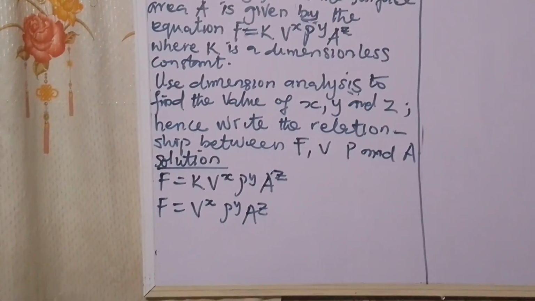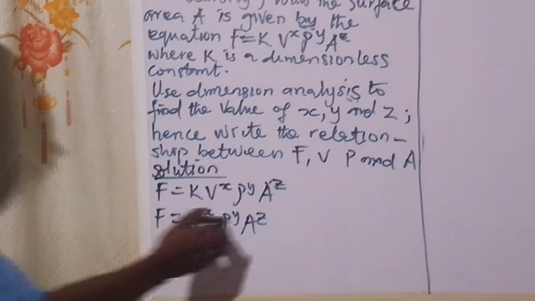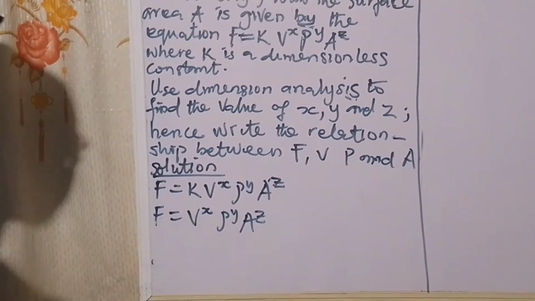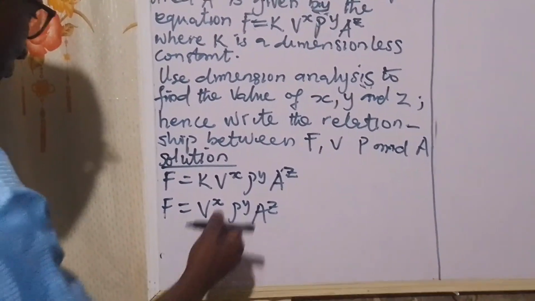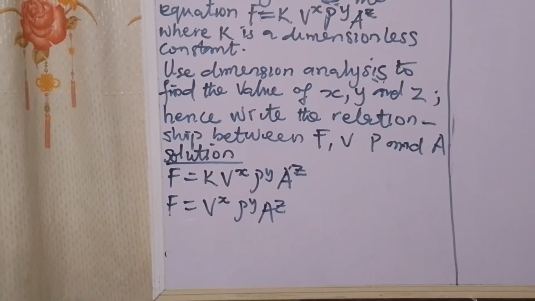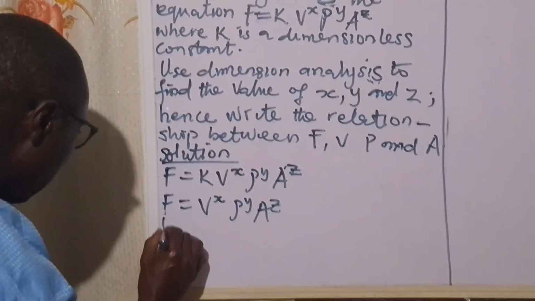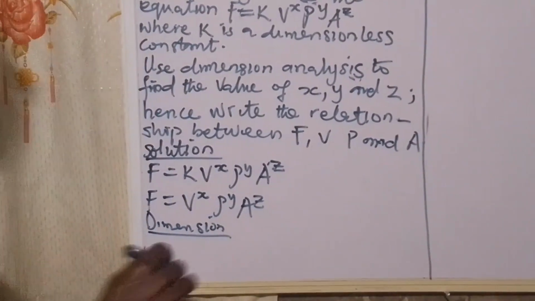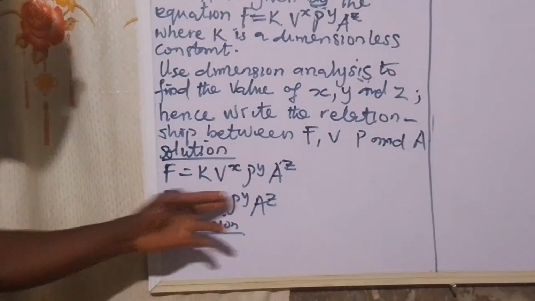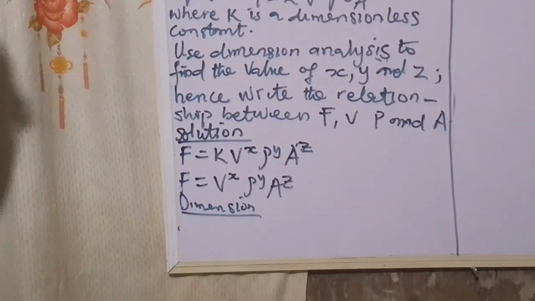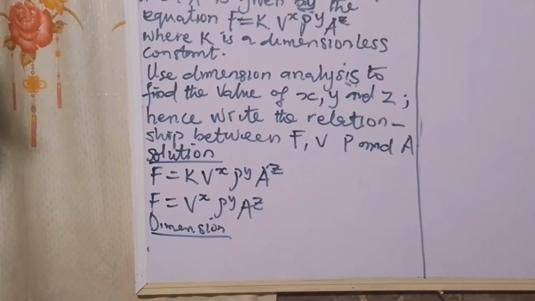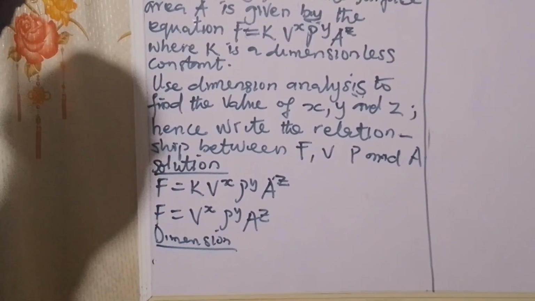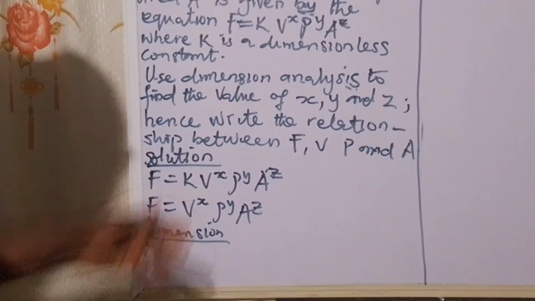Now, as usual, from this point, what will be the dimension of force, the dimension of velocity, and the dimension of density and area? As we know before, don't forget, as I told you, we did the dimension for each derived quantity in our former lesson. So if you want to know more or you are new to this channel, please try to subscribe and see our former lesson so you can understand this point very well.